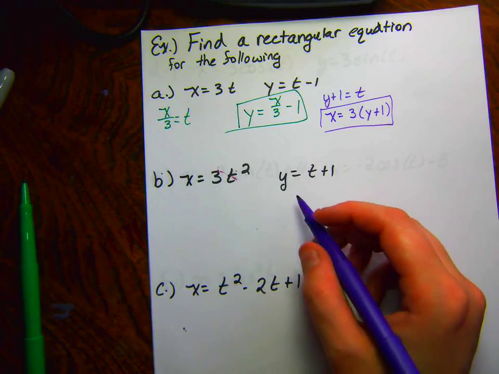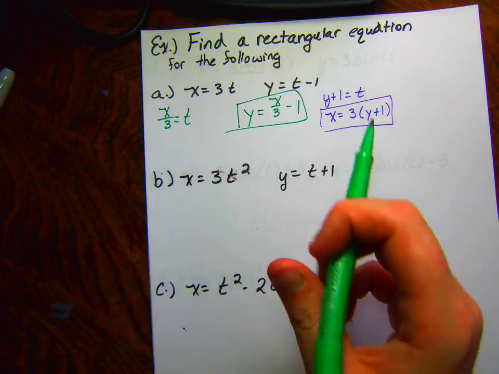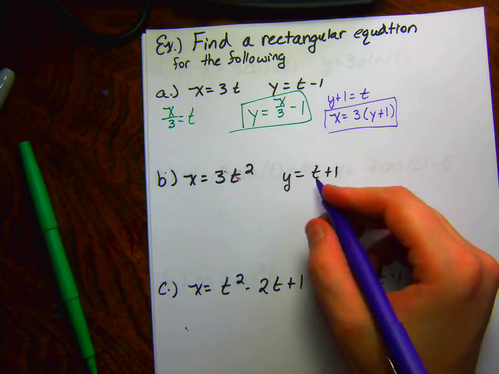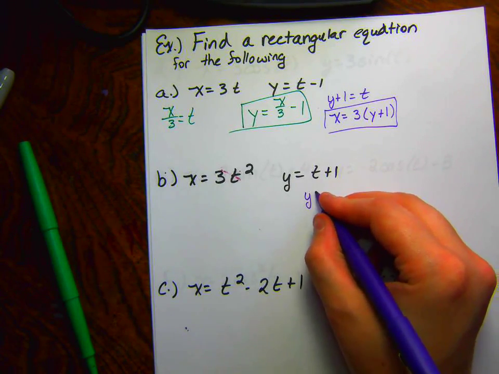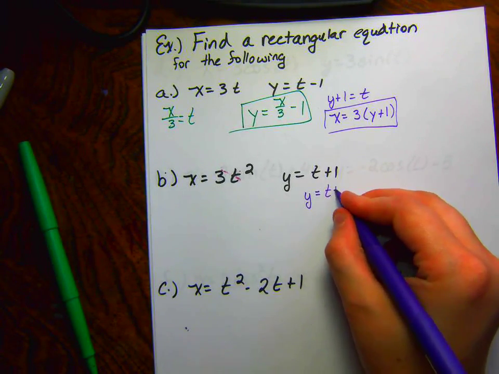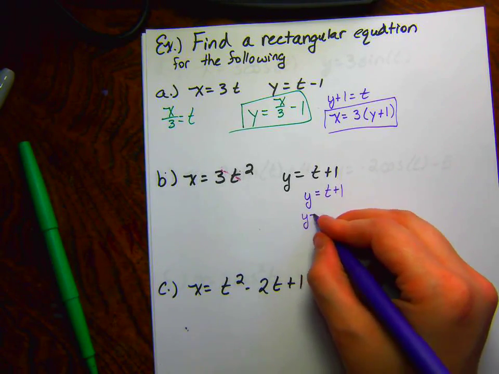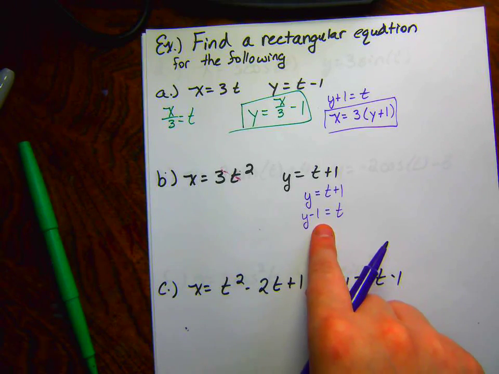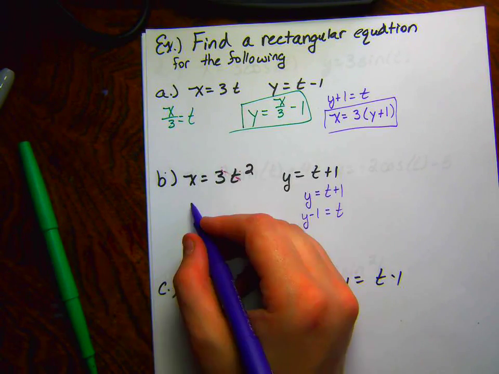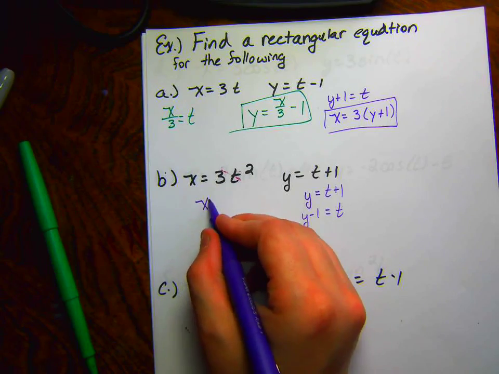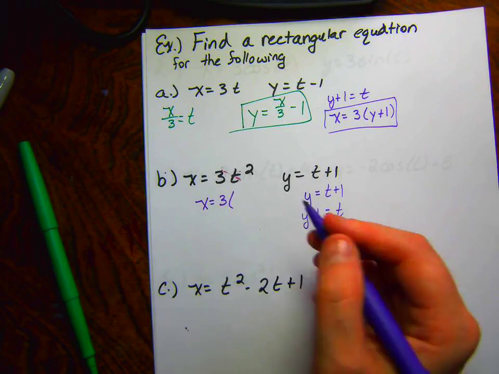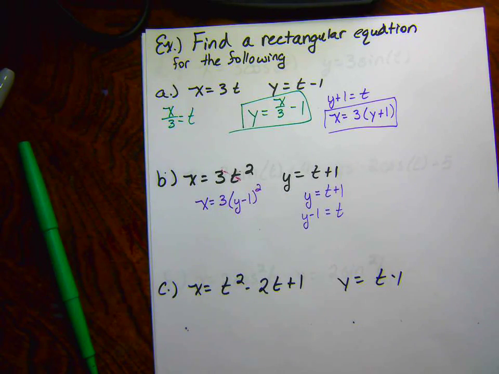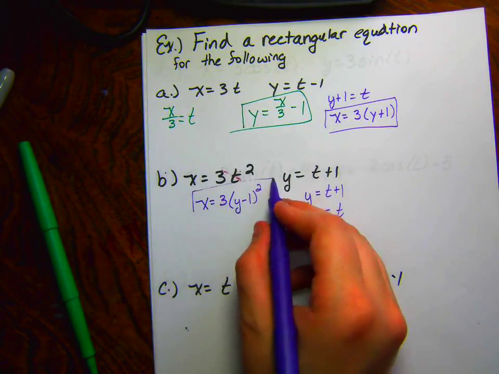Alright, so let's solve this one. So this one, I'm going to go ahead and solve for y. Alright, so that's going to give me y equals t plus 1. If I solve for t on this one, I get y minus 1 equals t. Right, so then if I plug that in here, I get x equals 3 times (y minus 1) squared. And this would be my answer.